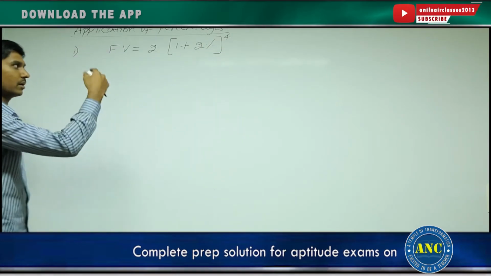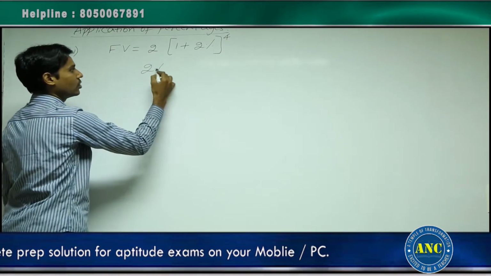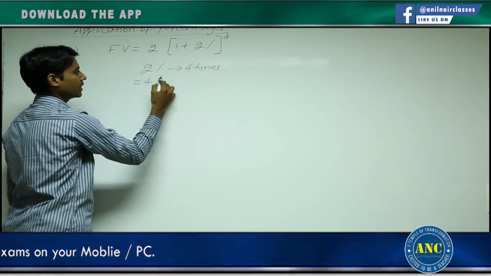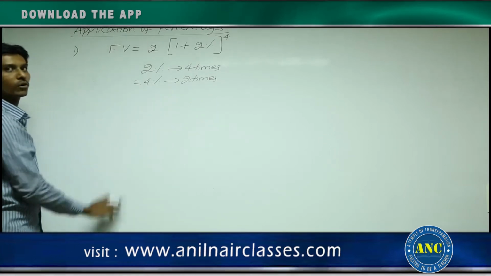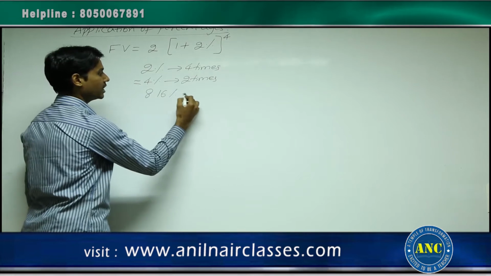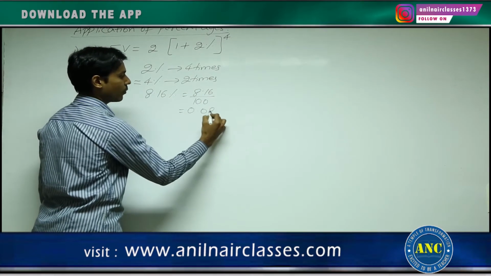It will take a lot of time. Use the concept we have discussed just now. 2% 4 times is approximately equal to 4% 2 times. 4% 2 times is 4 plus 4 plus 4 into 4 by 100, which is 8.16%. 8.16 by 100 is 0.0816.